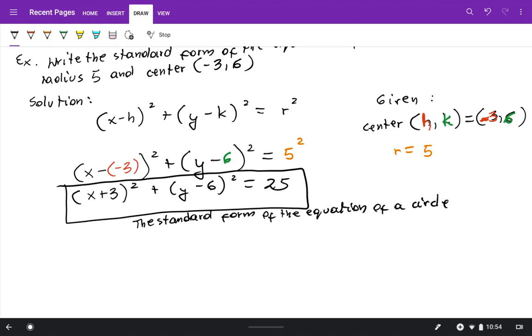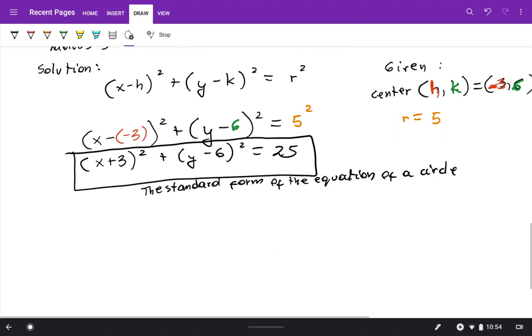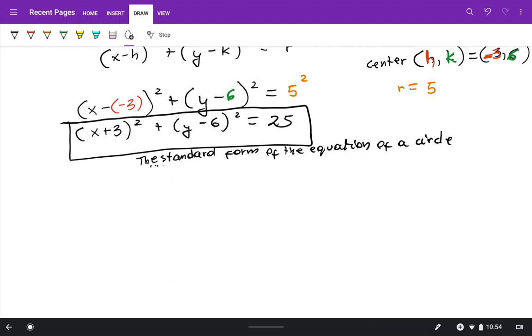Okay, so don't simplify, don't FOIL anything, because then you will get to the general form, which we'll talk about soon. In standard form, you're leaving those perfect squares the way they are. Okay, because x plus 3, we call it a perfect square because this is x plus 3 times x plus 3. Okay, so we have it.